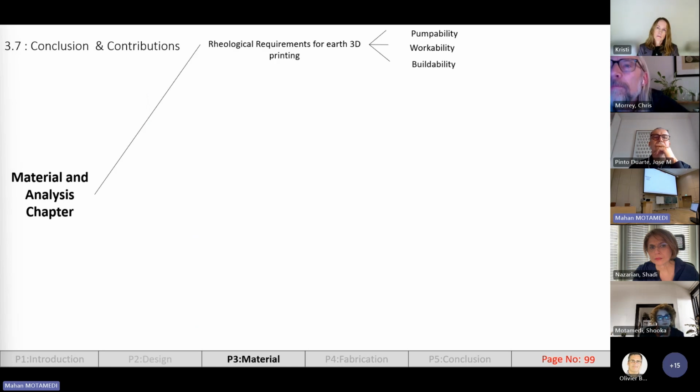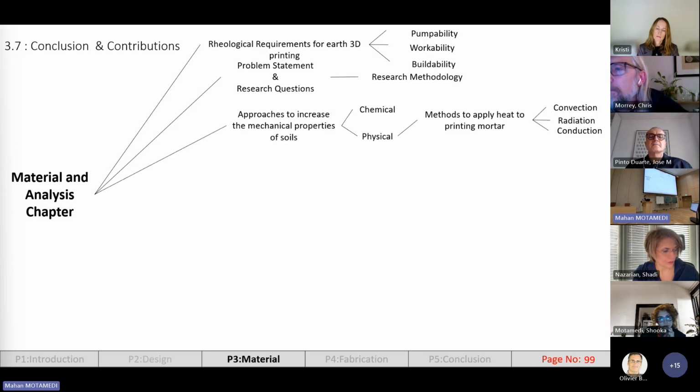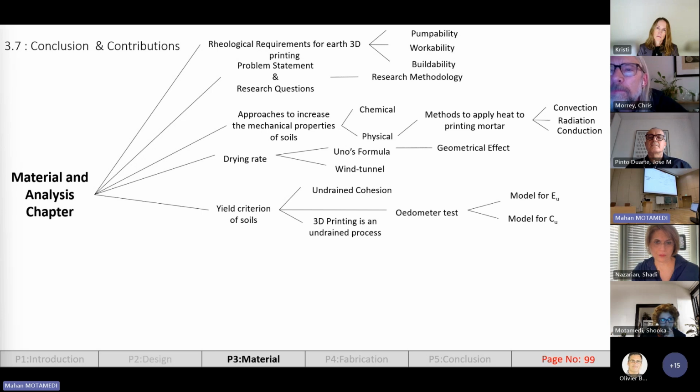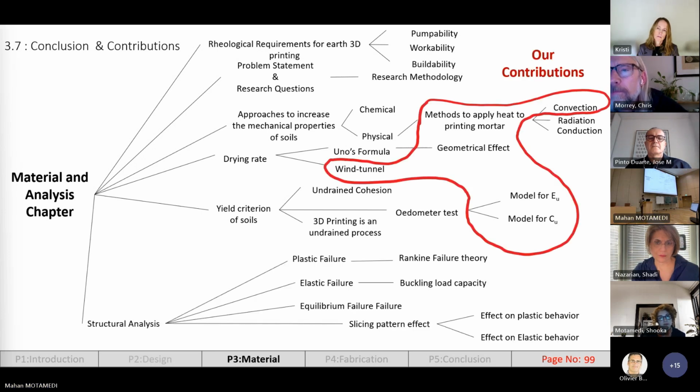So as a conclusion, first we introduced the rheological requirements for earthen printing, which are compactability, workability, and buildability. Then we stated the problem statement, research questions, and our methodology. And then we introduced our approaches to increase the mechanical properties of soils. We talked about the drying rate, yield criterion of soils, and structural analysis. Our contribution in this field and in this chapter is highlighted in this curve.